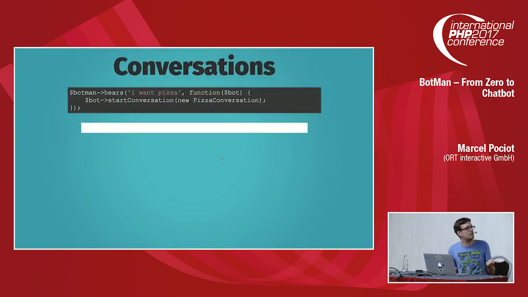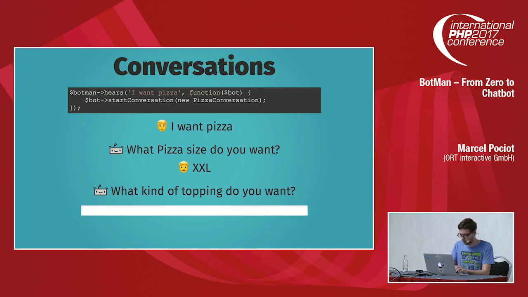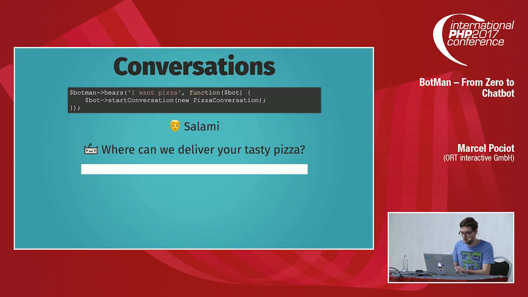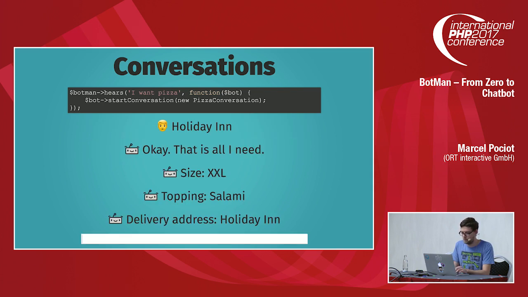And to trigger this conversation, BotMan has a start conversation method that you just give an instance of the conversation class. So to give it a try, I want pizza. It asks me, what pizza size do you want? Let's say XXL. What kind of topping do you want? Salami. Where can we deliver a tasty pizza? Holiday Inn. So then the conversation has ended, and we get all the information that was actually collected during this whole conversation process.